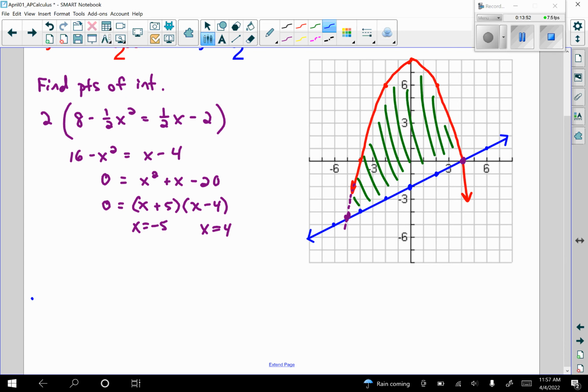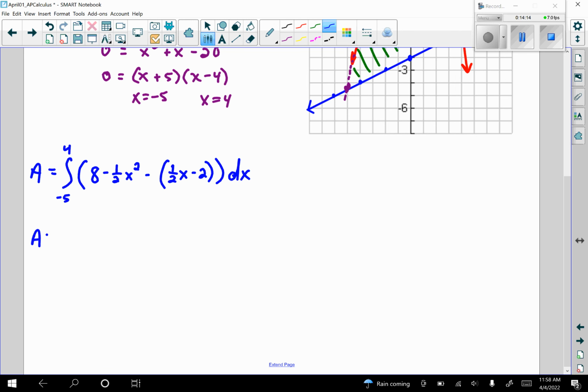So the area would be the integral from -5 to 4. The upper curve the whole time is going to be 8 minus 1/2 x squared, and then minus our equation for our line, which is 1/2 x minus 2. Don't forget the dx. So we'll simplify this. We'll start with the -1/2 x squared, then we'll have a minus 1/2 x, and then we'll get 8 minus a -2, so then we'll get a plus 10.